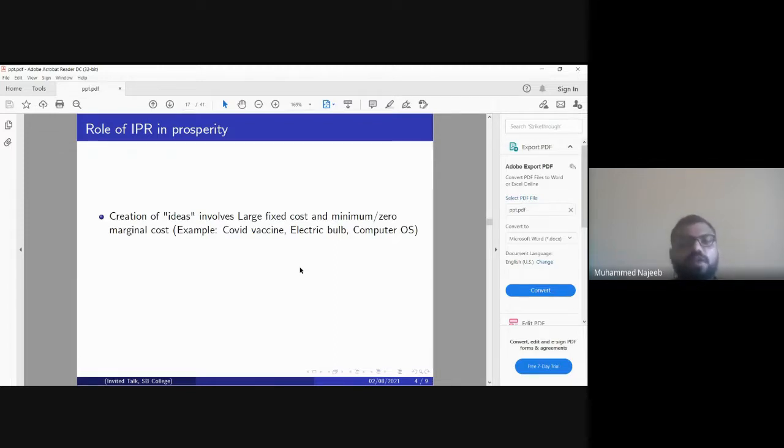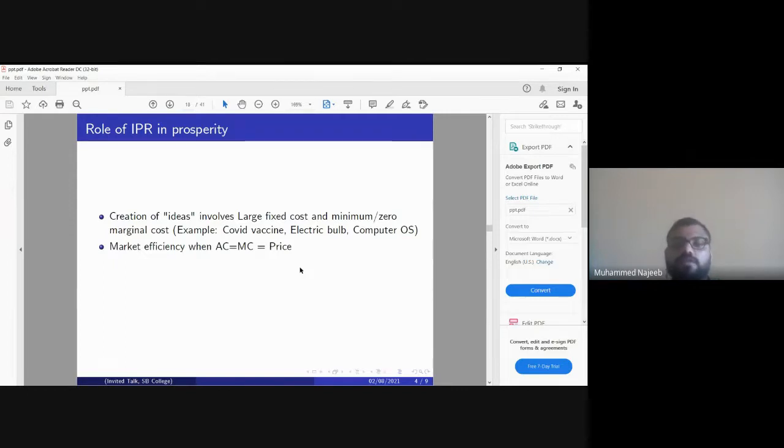So we all know that a perfectly competitive market is when average cost is equal to marginal cost, which is equal to price. That is efficiency in the market. The market efficiency happens at this point. However, since for an idea the fixed cost is very high, the average cost will always be higher than its marginal cost. If you go to your basic microeconomics class, you can understand this.